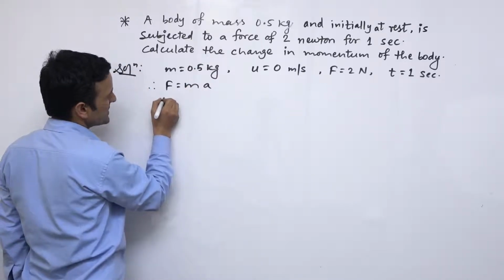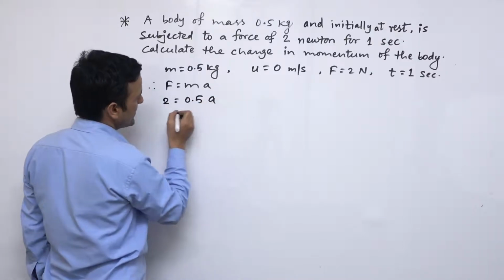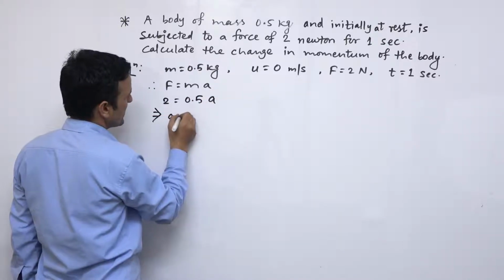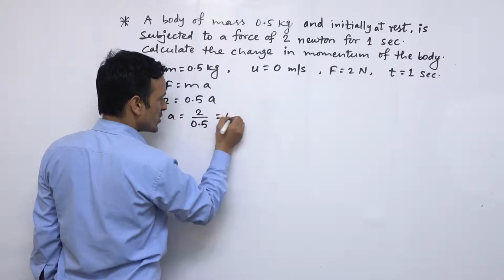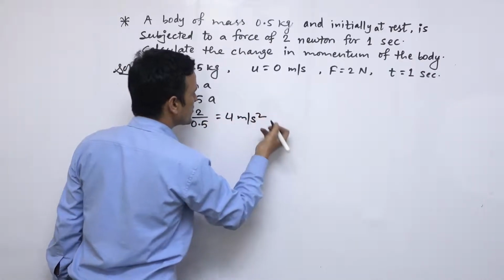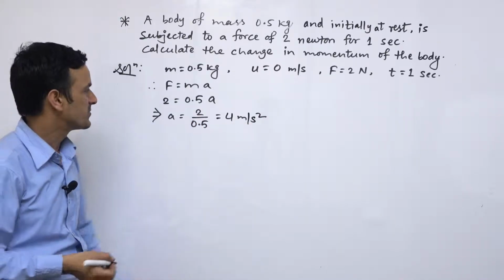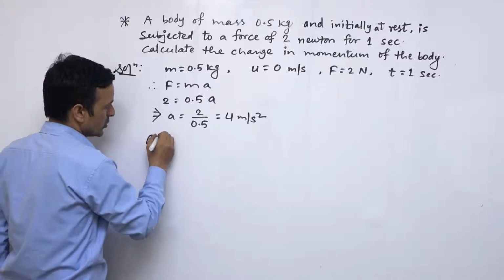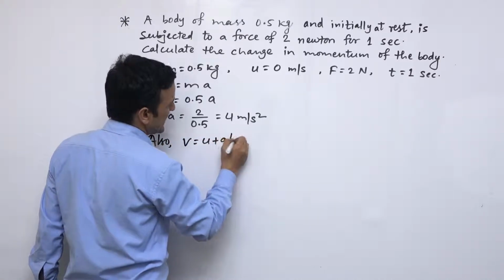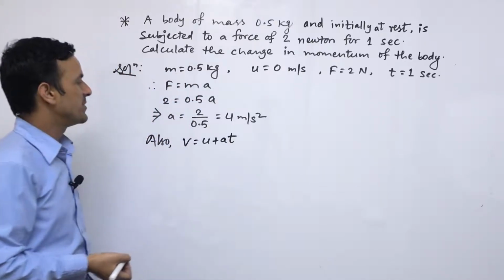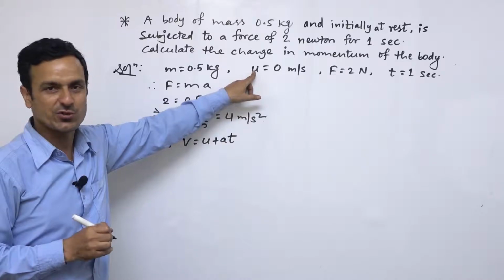So force is 2 newton, mass is 0.5. From here, we can find 2 divided by 0.5. So it will be 4 meter per second square. If you solve it, it will be 4 meter per second square. And also, v is equal to u plus at. From here we can find v. We need the final velocity; initial velocity is 0.